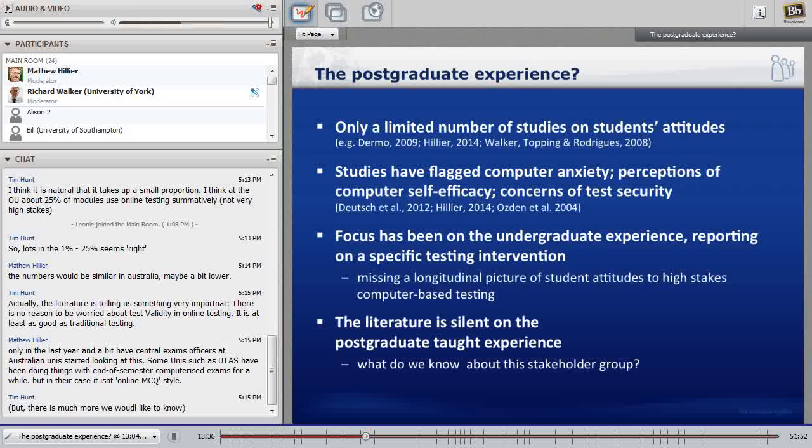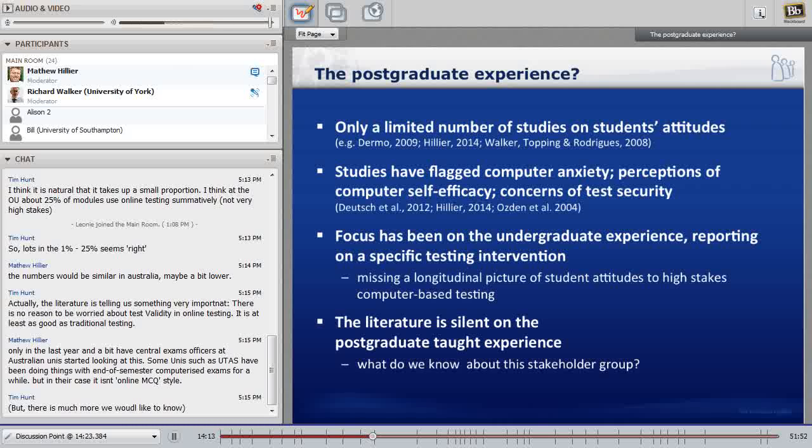But one of the big frustrations for us, given our context, was that a lot of this research was being directed to the undergraduate experience, and, as I mentioned, also lacking longitudinal pictures so that we could see how computer-based testing affected students over a longer period of time as they became accustomed to it. But the final point, and I think the key one, which I'd like to debate, is the absence of literature on the postgraduate taught experience, which is central to what we wanted to do. And we feel this is a key stakeholder group that has been omitted in the research.